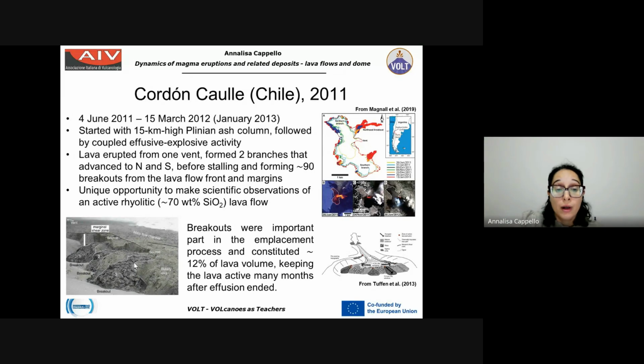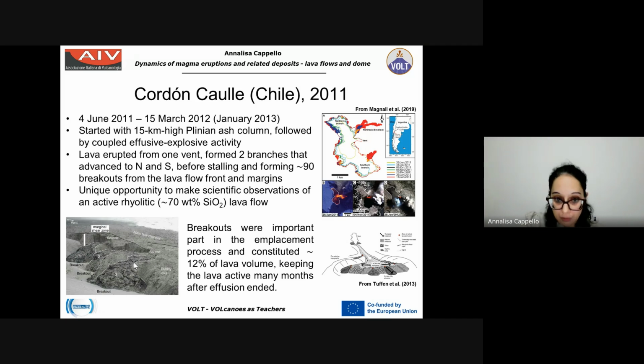Indeed, the eruption finished on 15 March 2012, but there was emission of lava even until January 2013, because the lava was hot and produced by these breakouts. So for this reason, it was a unique opportunity to make field observations of this very characteristic lava flow.